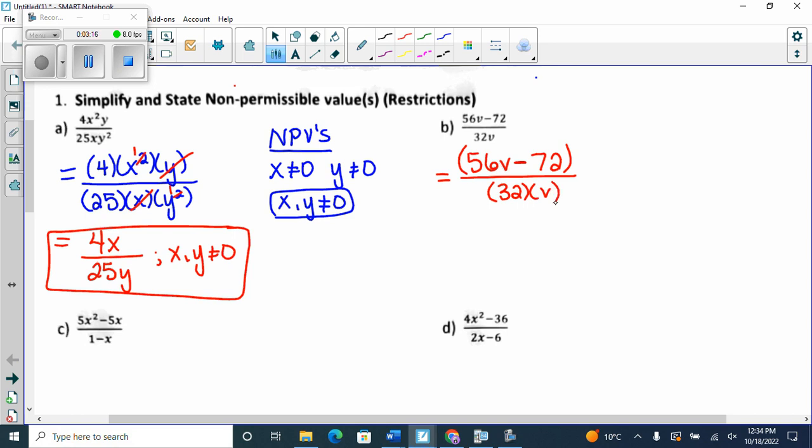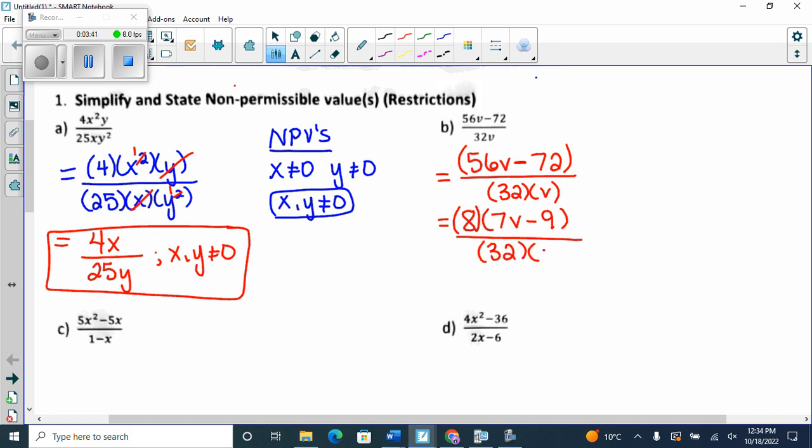What could I still do, though? I never did. I can take out an 8 out of the top. I can still take out a GCF, correct? So I can take an 8 out of the numerator. So if I take out an 8, I'm left with 7V minus 9 over, and this 8 can go in its own brackets because it's sitting in front, 32 and V.